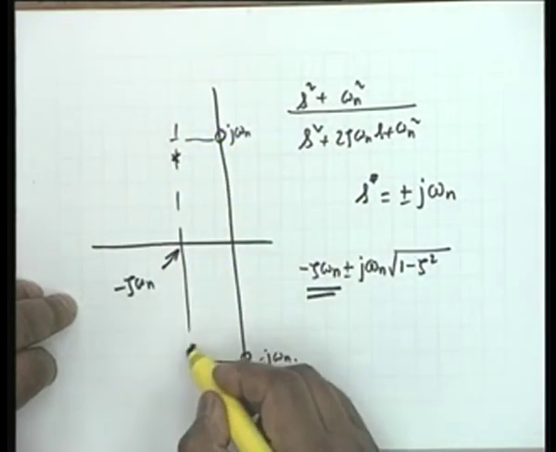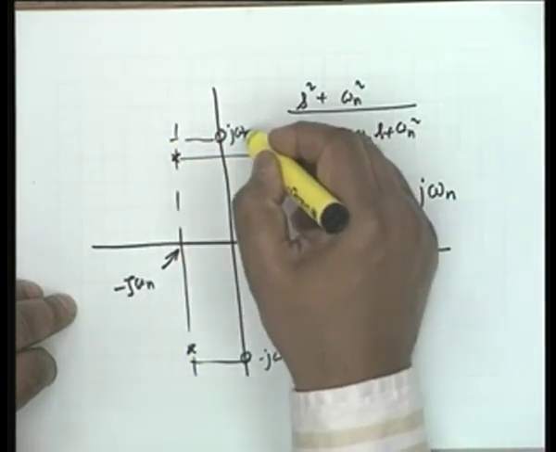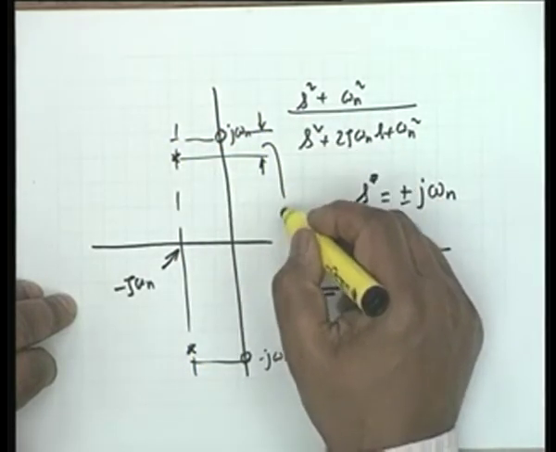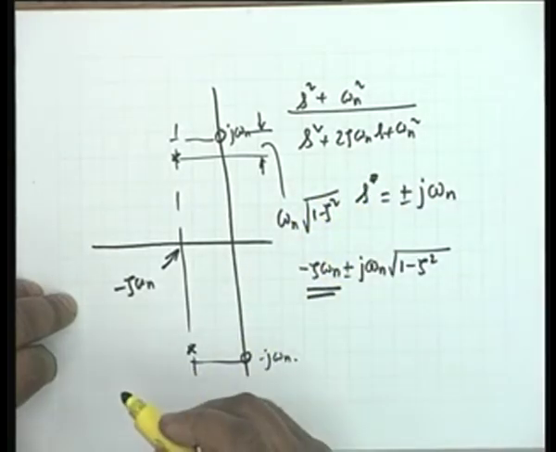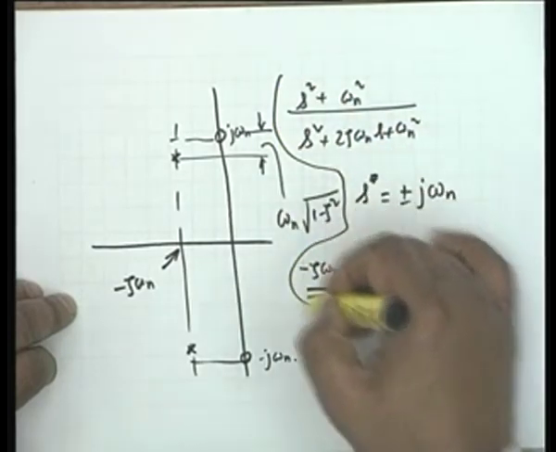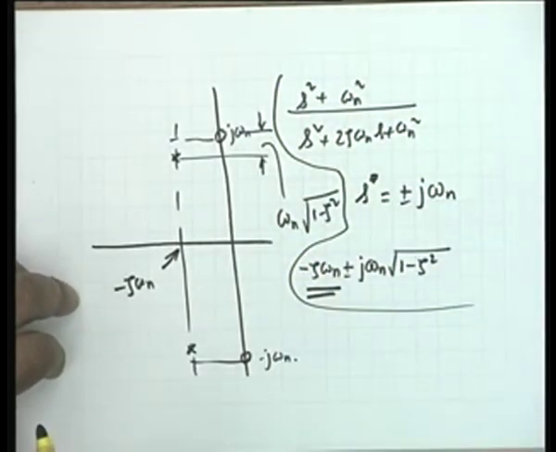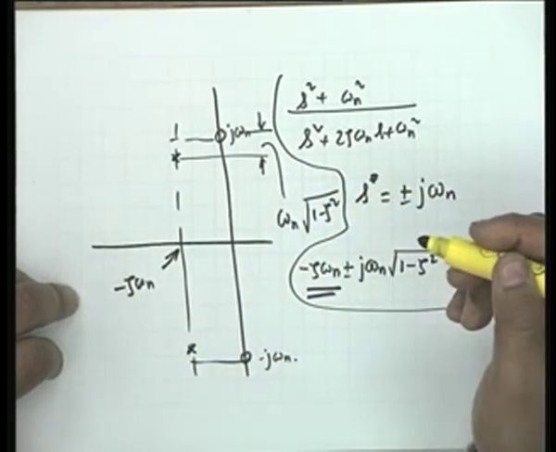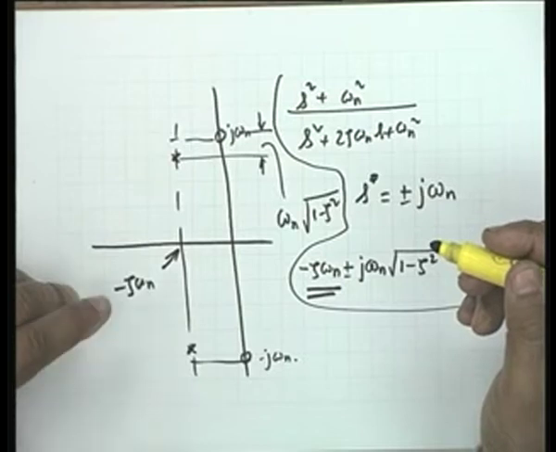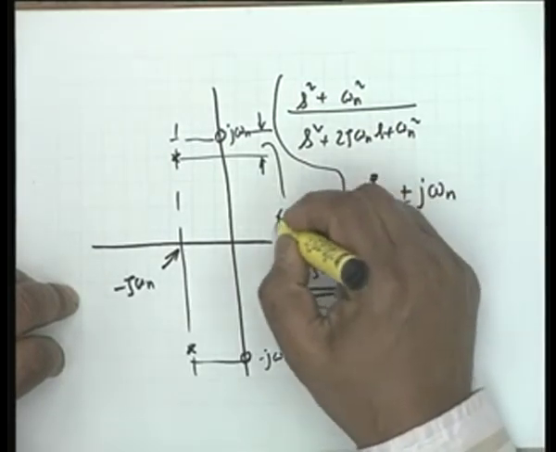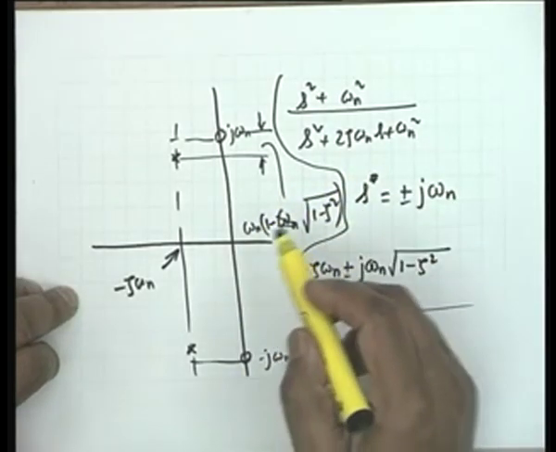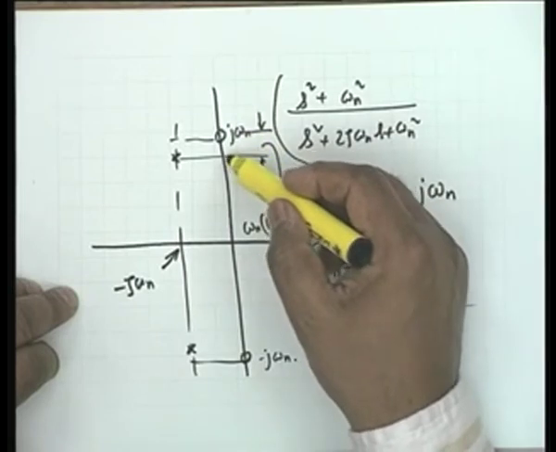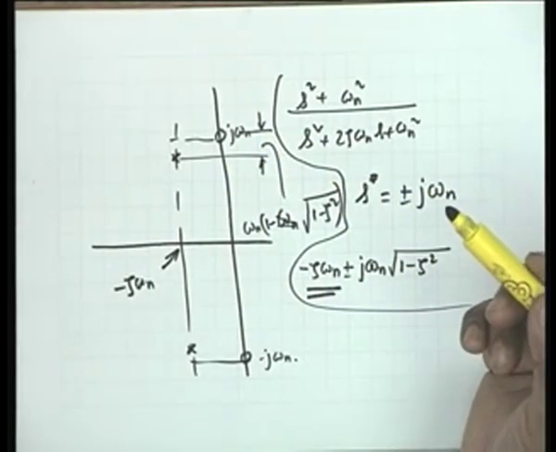It is somewhere here, where this distance is omega n multiplied by square root of 1 minus zeta squared. Some of you over enthusiastic ones wrote omega n minus this term. No, this is omega n times square root of 1 minus zeta squared. Alright, this is j omega n and this is j omega n square root of 1 minus zeta squared. So there is a difference between the two.